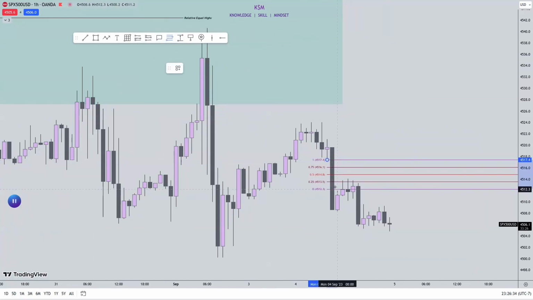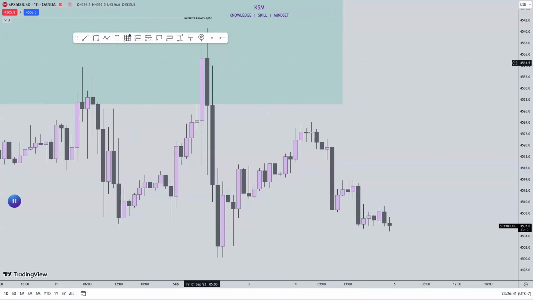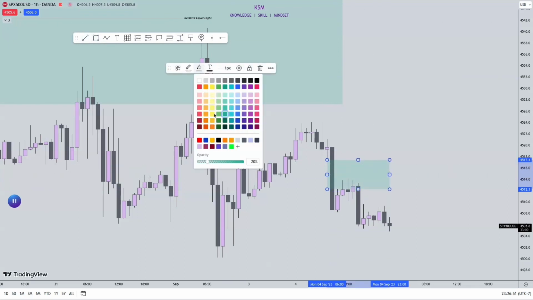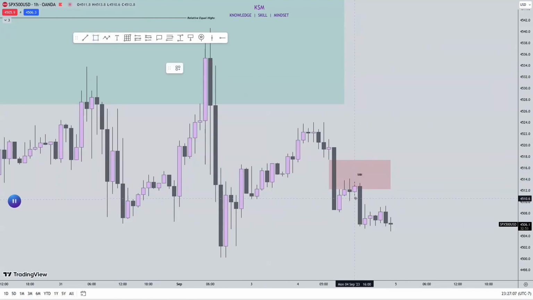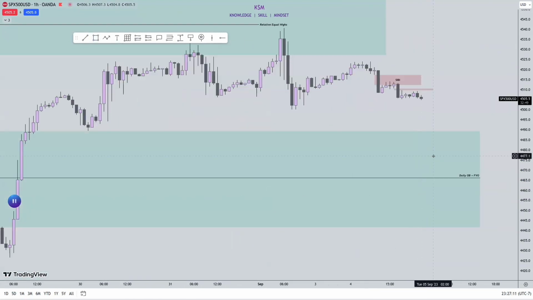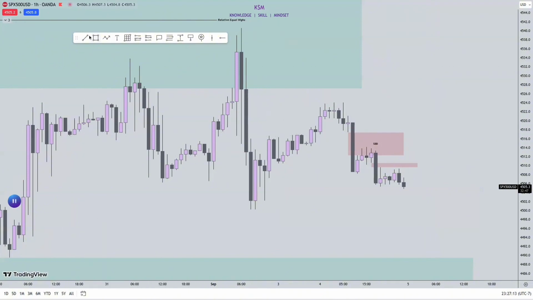Now here we have a SIBI as well, which is a sell side imbalance, buy side inefficiency. Price tapped into the 25% level, so we expect that price will continue heading lower. And you can see we mark that up right here, and price reacted in there, moving away from it. Now we did mark up another SIBI, but we don't expect price to trade up into there because we are bullish overall. But we're bearish for the day.